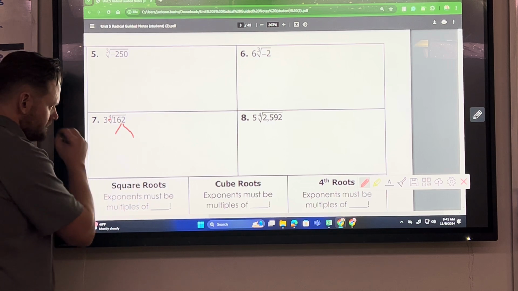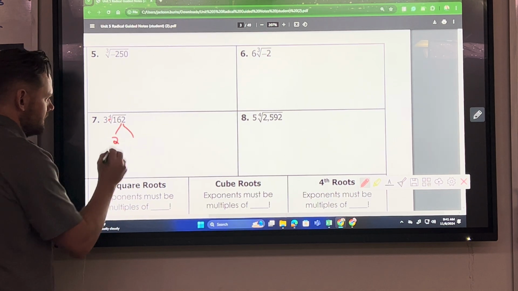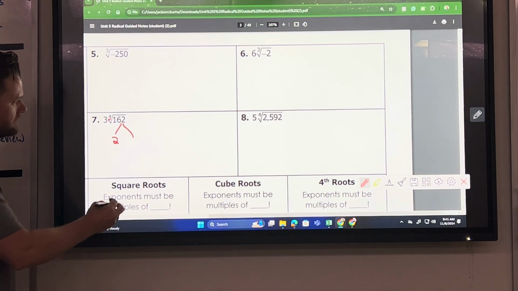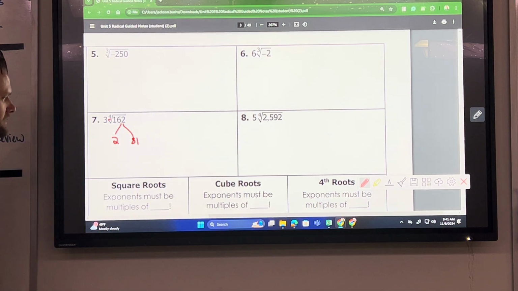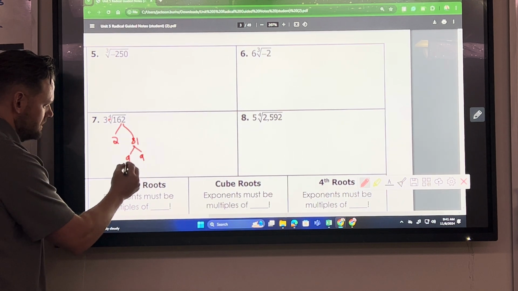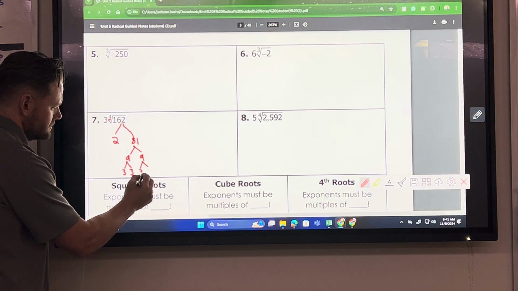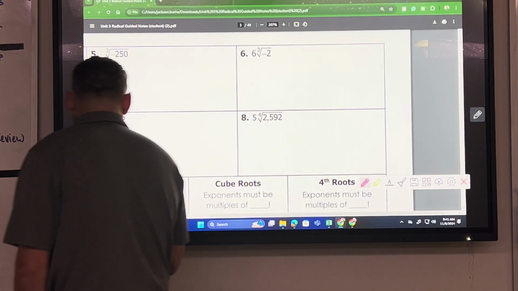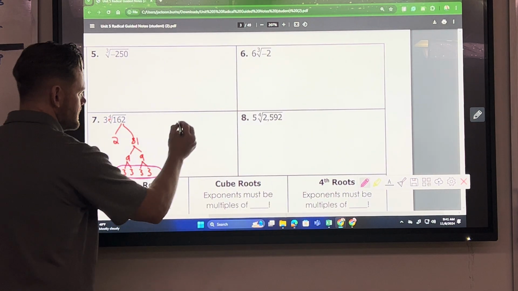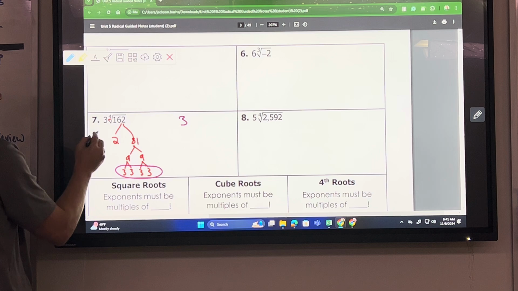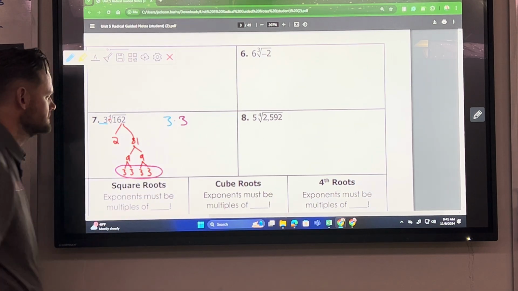So again, it's an even number, so I can start dividing by 2. 162 divided by 2 is going to equal 81, right? That 81 I know goes to 9 and 9. Those 9s go to 3 and 3. So I have 1 quad right here. I have those 3's that can go outside. Don't forget that I do have my 3 that was already out front, right?